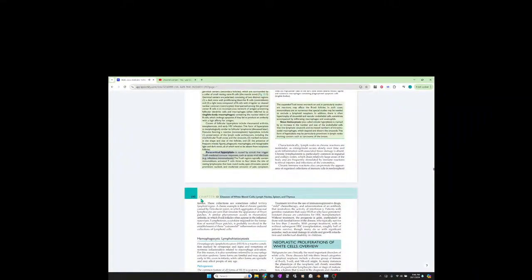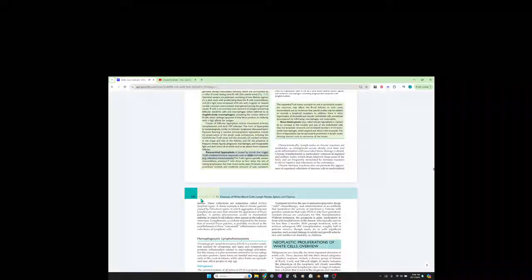Paracortical hyperplasia is caused by stimuli that trigger T-cell mediated immune responses, such as acute viral infections. The T-cell regions typically contain immunoblasts, activated T cells 3 to 4 times the size of resting lymphocytes that have round nuclei, open chromatin, several prominent nucleoli, and moderate amounts of pale cytoplasm.